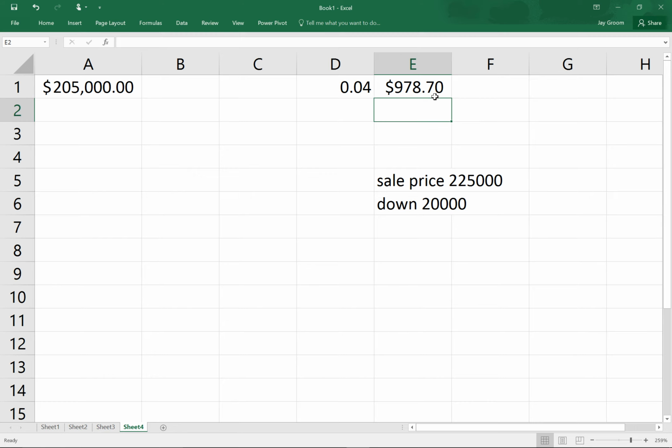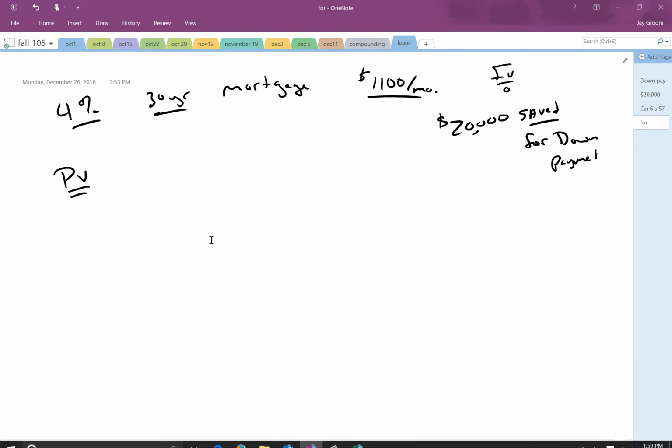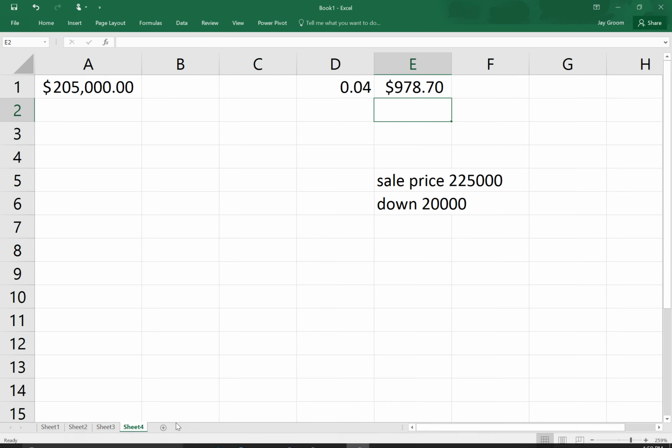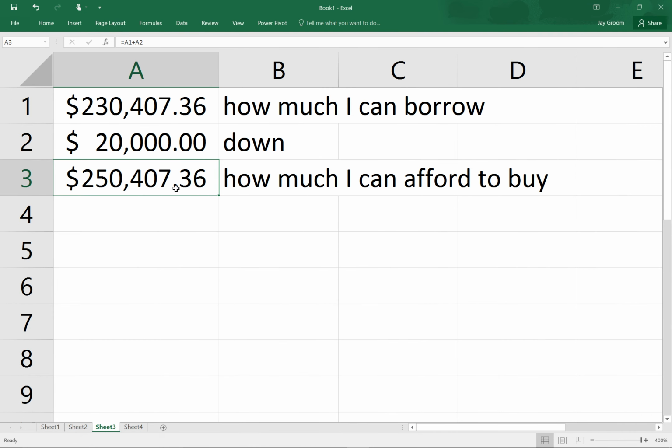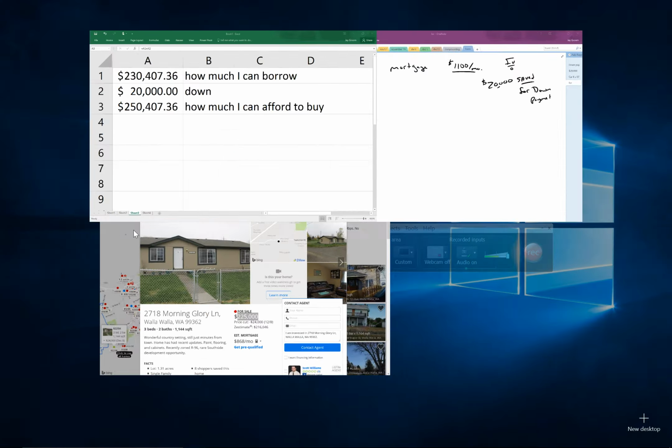Can I afford that? I literally can, because I knew I could afford $1,100 going in. So on that other page where we wrote it down, we said this was the maximum I can afford to buy. Because 225 is less than 250, I'm guaranteed that I can afford it, obviously. And so I'm only borrowing 205 instead of 230. So because I'm not borrowing 230, my payment's going to be substantially less. Instead of being 1100, it's 980 or whatever we said it was.